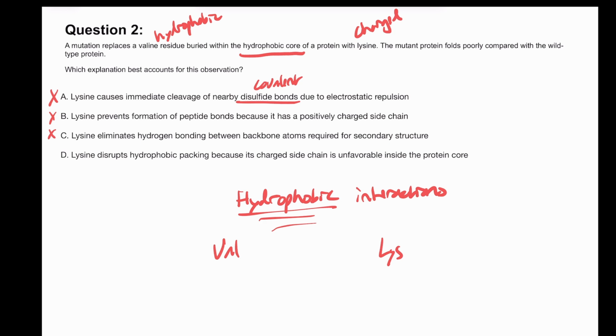You're taking a lysine, which is charged and wants to be surrounded and stabilized by waters, and putting it in an environment where it can't be stabilized at all. And so that's going to be energetically extremely unfavorable, and that would impact how a protein folds, because that lysine is going to take a lot of energy to be forced into a hydrophobic environment, and often that's just not going to happen. And so that's why answer choice D is the correct choice.